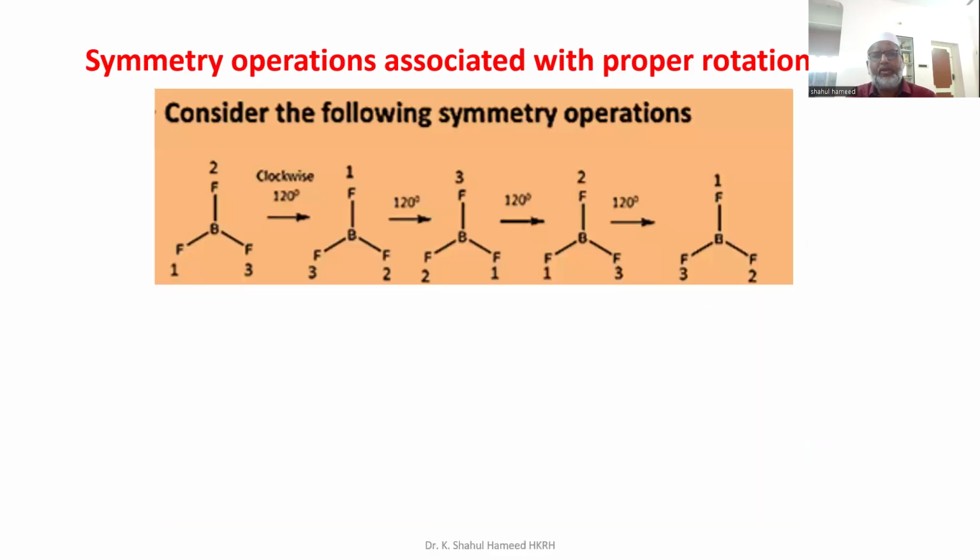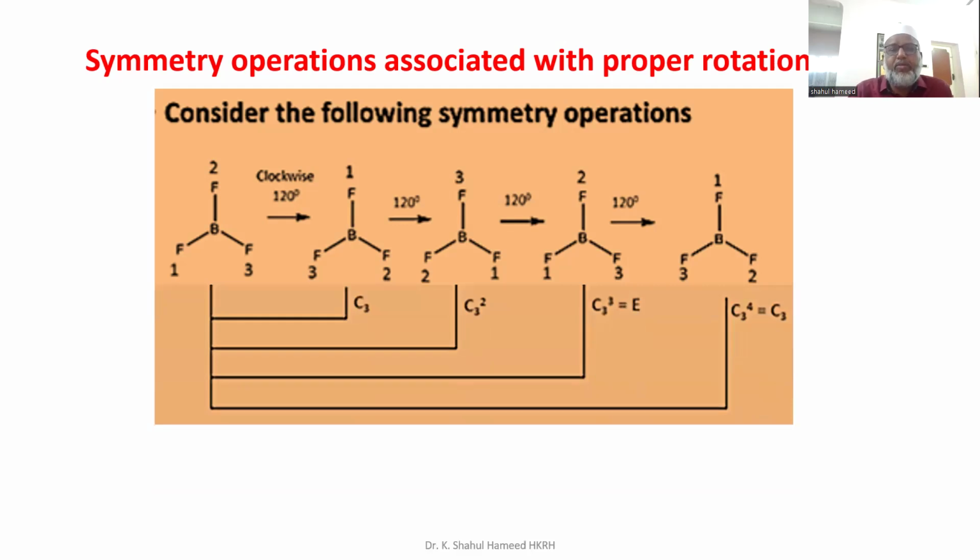Symmetry operations are associated with the proper rotational axis. Similarly, in this symmetry operation also, we consider the example of boron trifluoride. When boron trifluoride is rotated through 120 degree, about an axis through the boron atom perpendicular to the plane of the molecule, the positions of the fluorine atoms are changed. The F1 atom occupies the position of F2, F2 atom occupies the position of F3, F3 atom occupies the position of F1. It is denoted as C3 or C3 power 1.